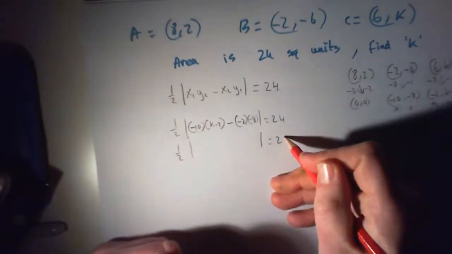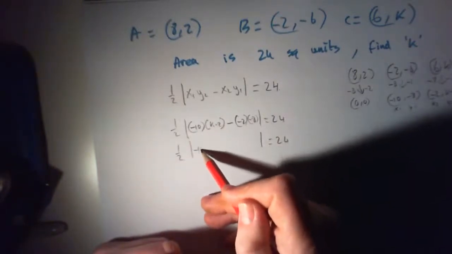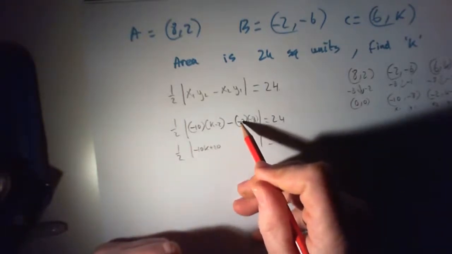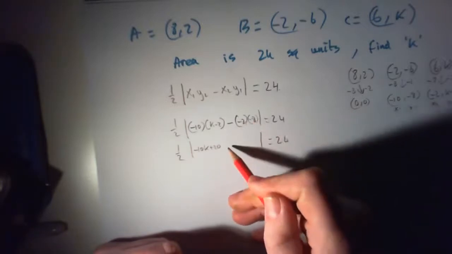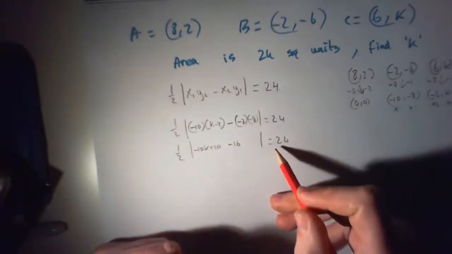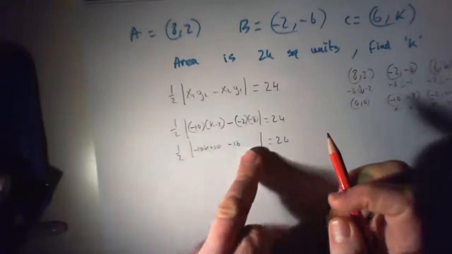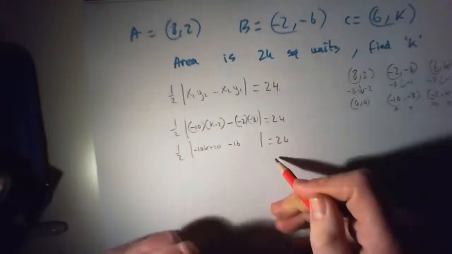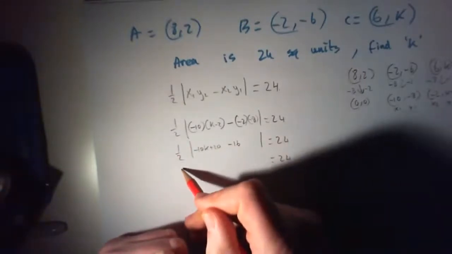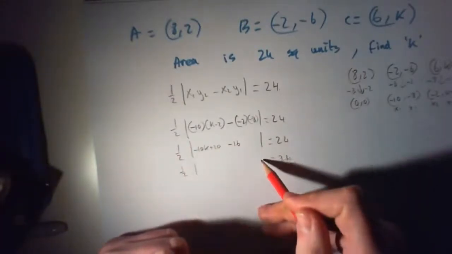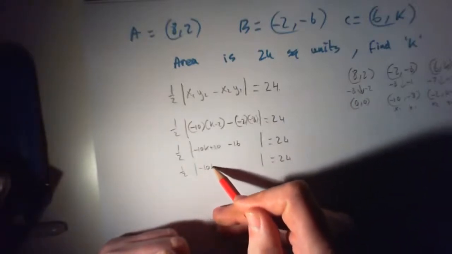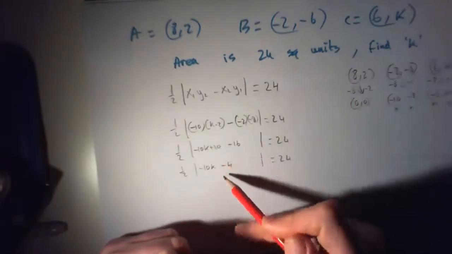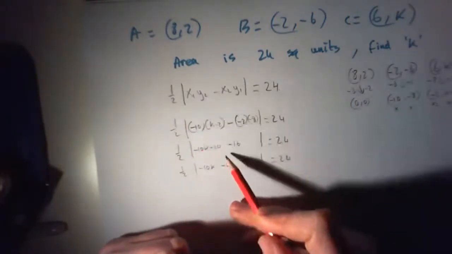So minus 10k plus 20. Now, let's do this in pieces. Minus 2 by minus 8 is plus 16, minus 16. Okay, so if you think about it, I need to have a 48 in here, don't I really? Because half of 48 is 24. So let's see what we get. Minus 10k minus 4. Okay, sorry, that's a plus 4. Let's just double check that. Yes.